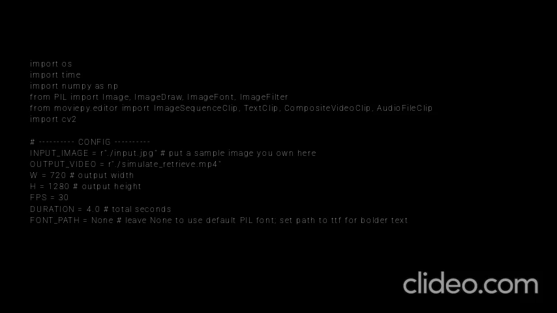This script sets everything up to simulate retrieving a WhatsApp view once image. We import tools like Pillow, OpenCV, and MoviePy to edit images and turn them into a short video. Here, input_image is the picture we want to retrieve, and output_video is the final MP4 file. Finally, font_path lets us add custom text styling. Altogether, these settings prepare the effect of bringing back a once viewed image.